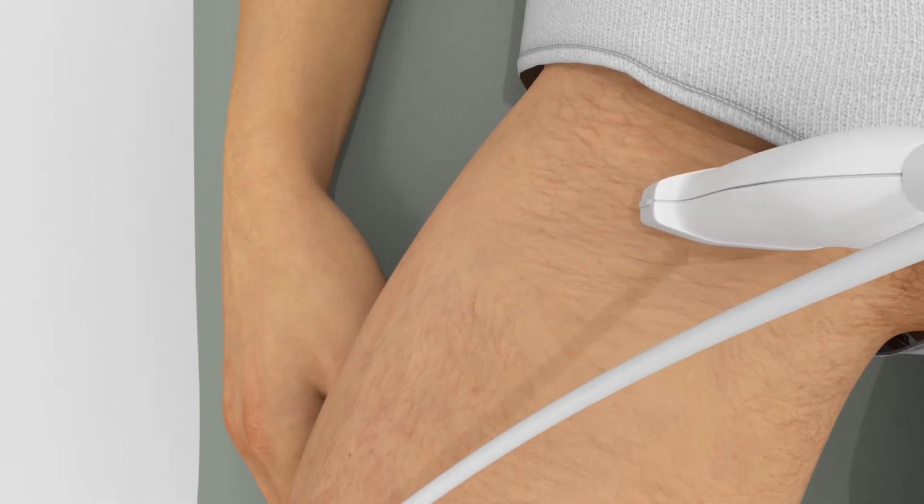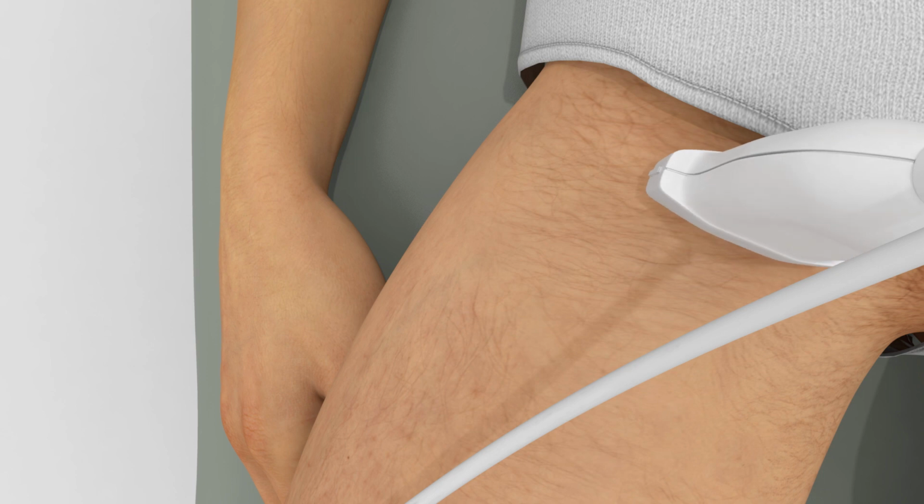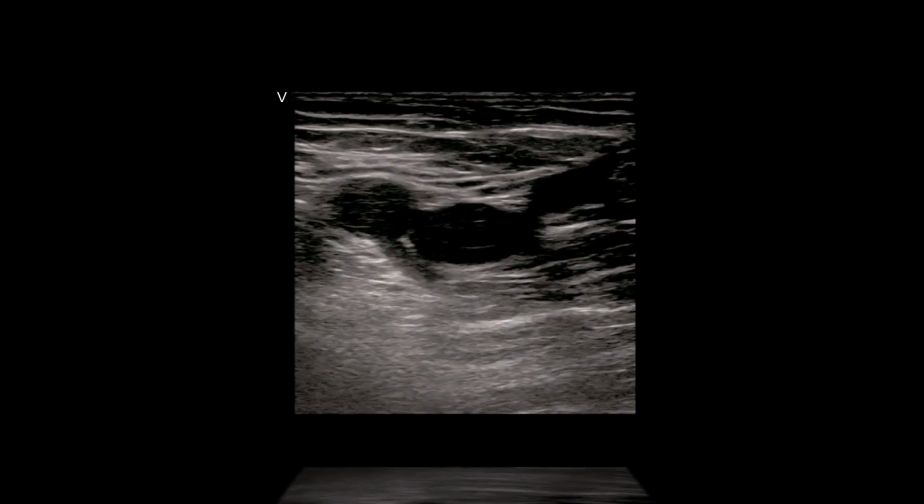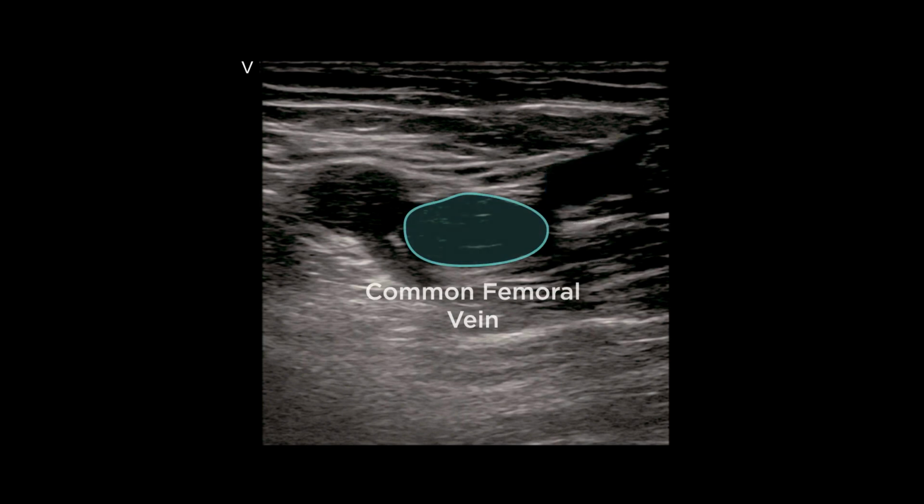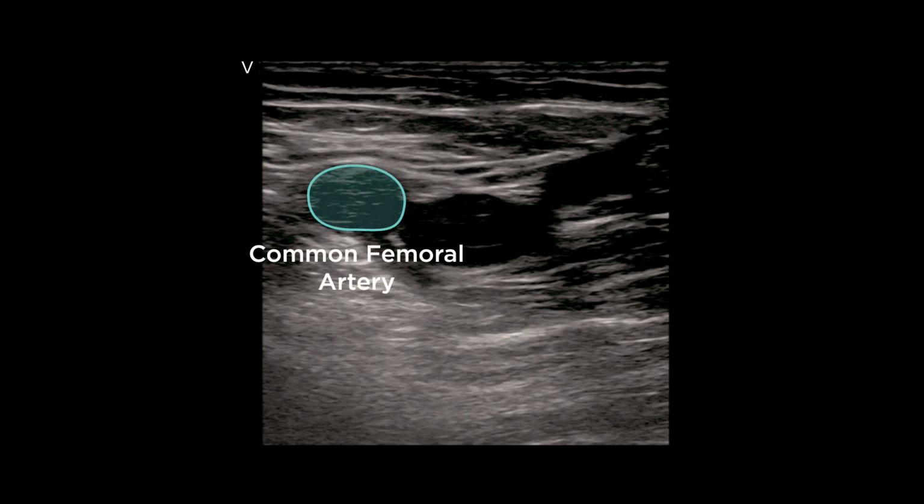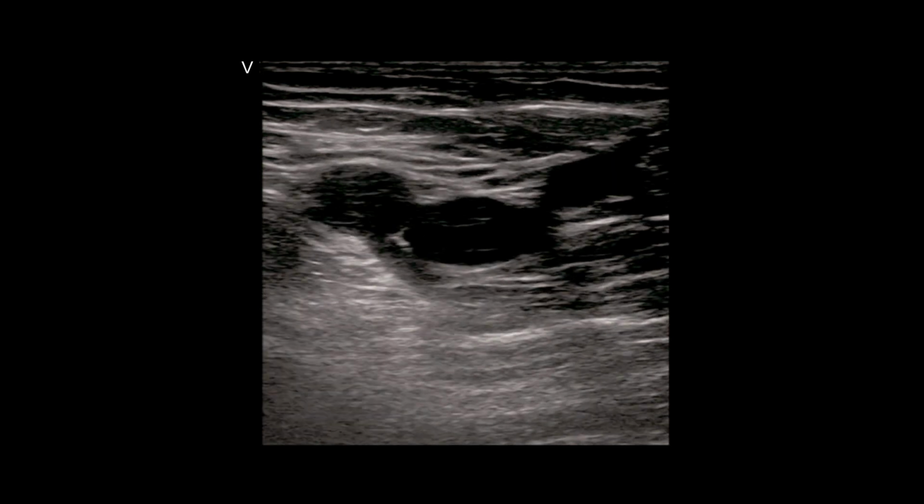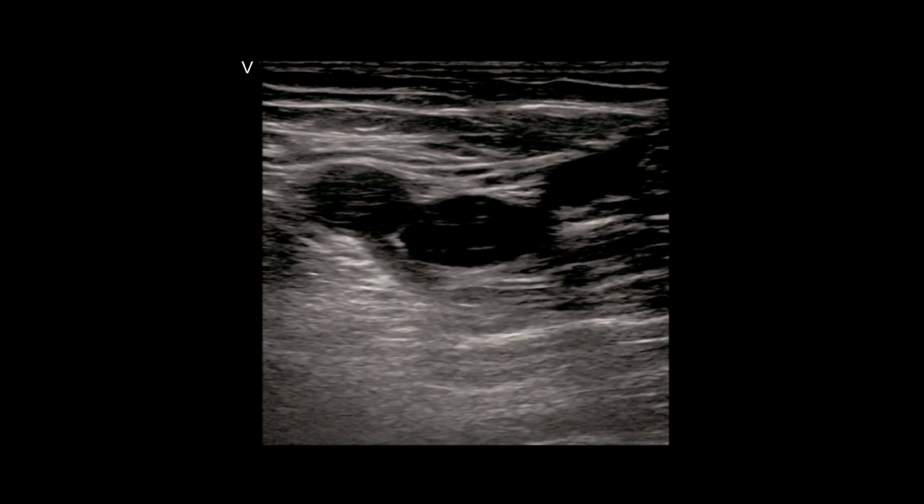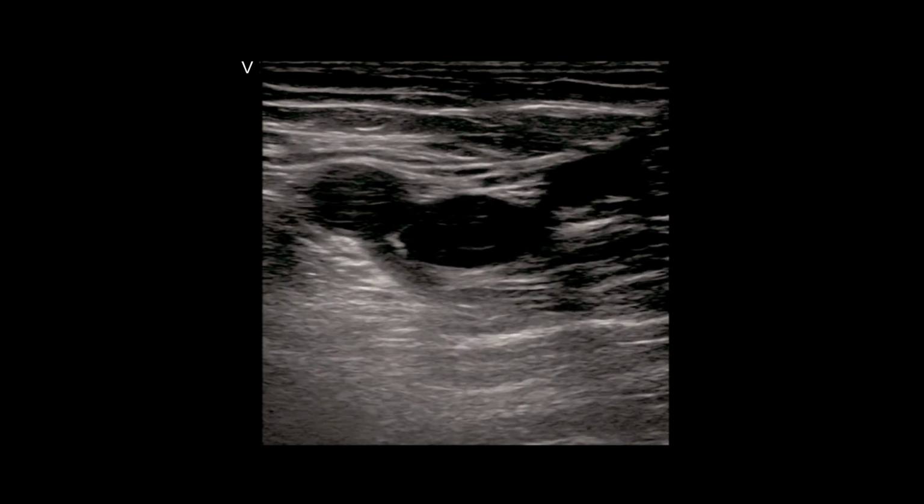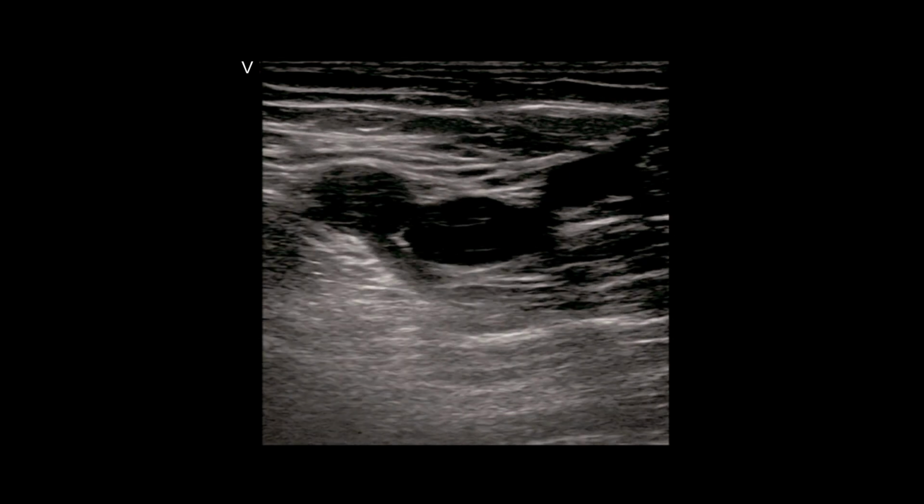Begin scanning just below the level of the inguinal ligament. Orient the probe so that the probe marker is pointing toward the patient's right. In this transverse view, at the level of the saphenofemoral junction, the great saphenous vein, the common femoral vein, and the common femoral artery are visualized. The artery is pulsatile, while the vein is not as pulsatile. The lumen of the veins should appear anechoic. Adjust the gain settings to make the lumen appear anechoic.